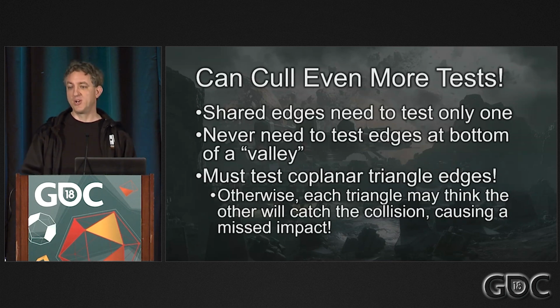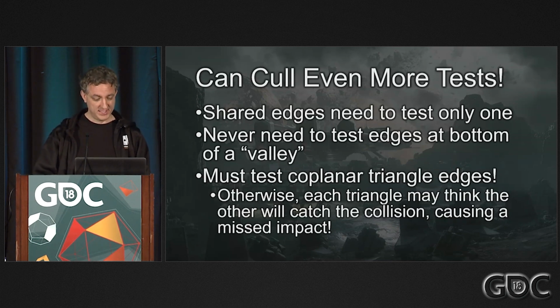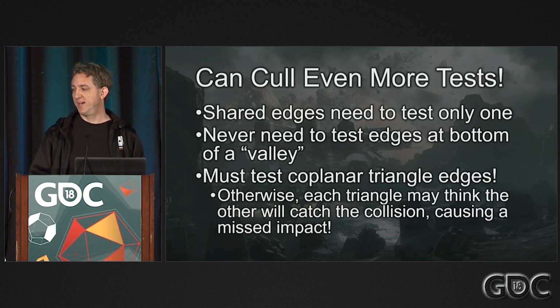It turns out we can cull even more tests with pre-calculation. A shared edge, you only need to test it one way. You don't have to test it for both triangles. And you also don't need to test an edge that's in a valley. But you do need to test at least one edge when they're coplanar, because otherwise each triangle may think the other will catch the collision and you'll fall through the floor mysteriously once ever.